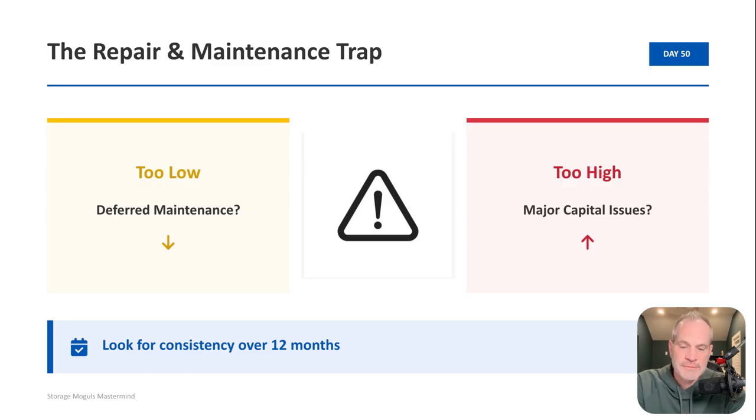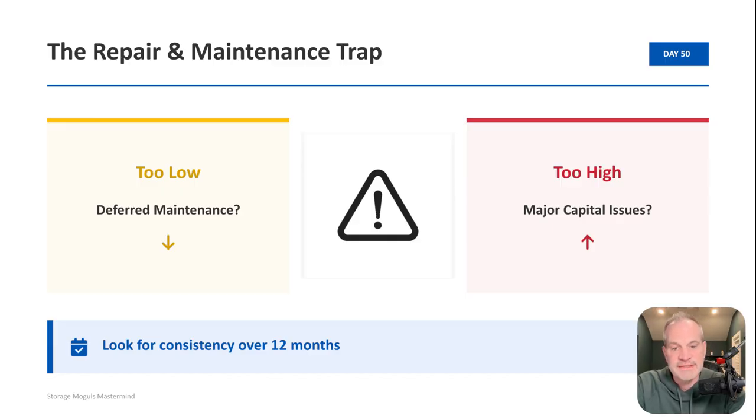So after lifestyle expenses, the next area to scrutinize is repairs and maintenance. This line item can be a real trap if you don't look closely. Sometimes the numbers are suspiciously low. This could signal deferred maintenance, maybe, that you'll have to pay for later. Other times they're too high. And this might mean the seller is fixing major issues that probably should be capitalized if they have nothing to do with the operation of the facility on a month-to-month basis.